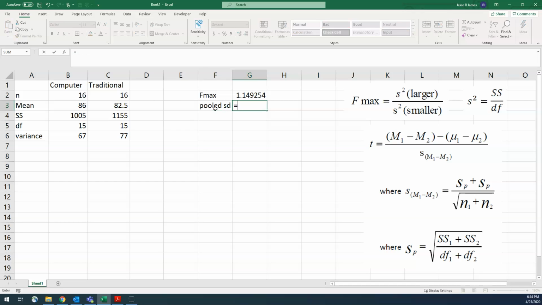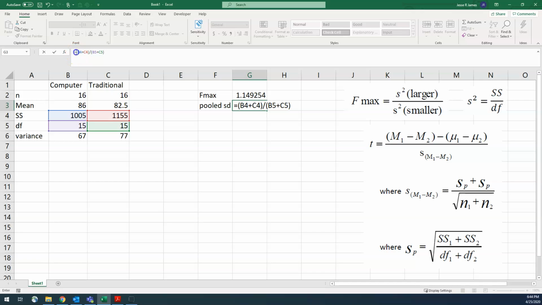And I'm going to make this equal to parentheses, the sum of squares of the first group plus the sum of squares of the second group, end parentheses, and I'm going to divide that by the degrees of freedom of the first group plus the degrees of freedom of the second group. So another parenthesis, degrees of freedom of the first group plus the degrees of freedom of the second group, end parentheses. And then, of course, I need to do all of this as a square root.